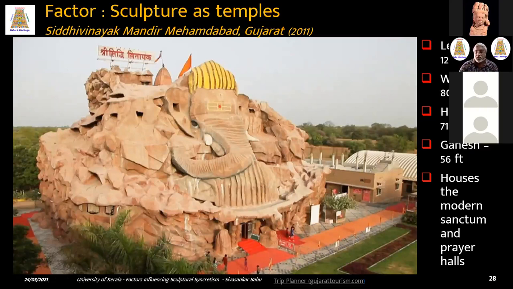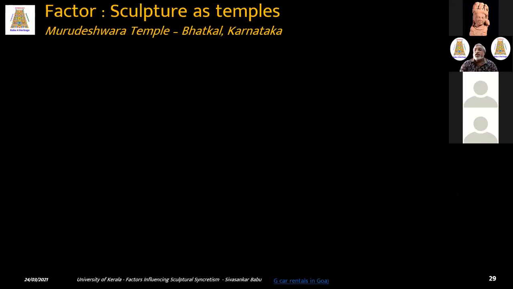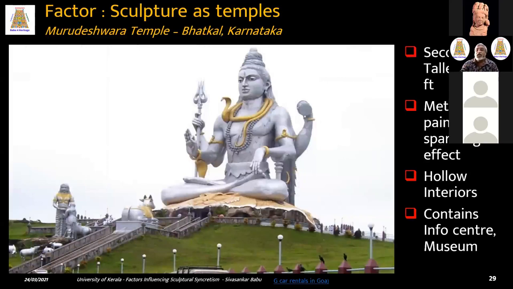The other concept is the popular beach resort in Murudeshwara. It has been the best religious tourism spot in India, where you get everything and also some gods. There is the second tallest Shiva statue, 123 feet tall, metallic painting, glistering, and it is totally hollow. It contains an Info Center Museum all by itself. So sculpture has been converted into a temple and a religious place.